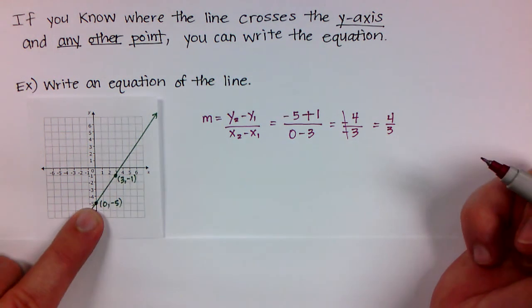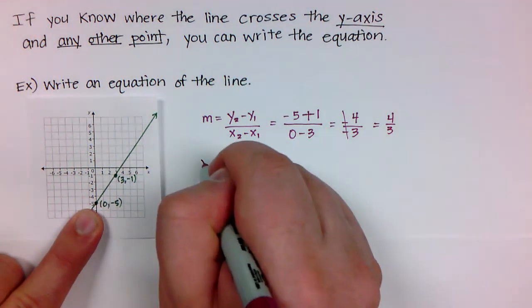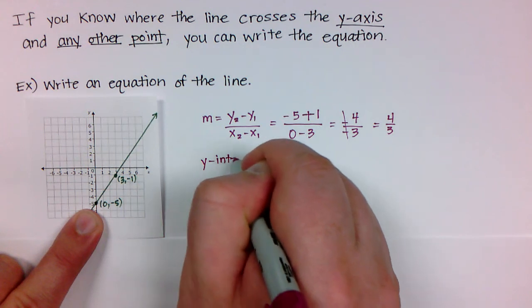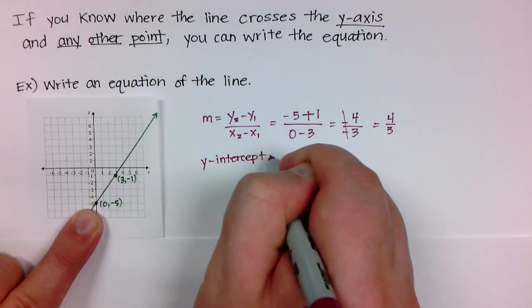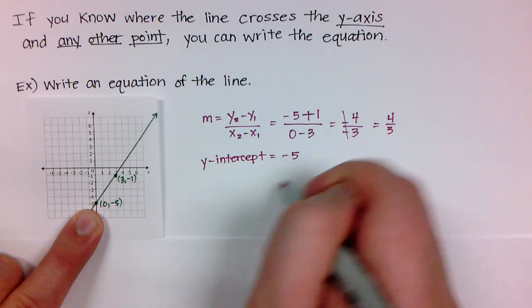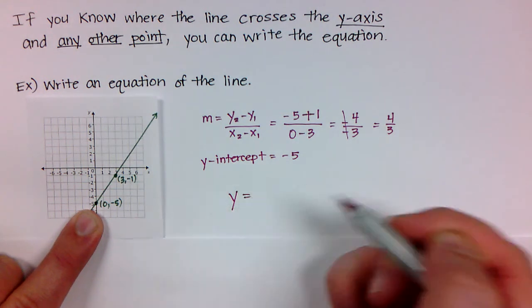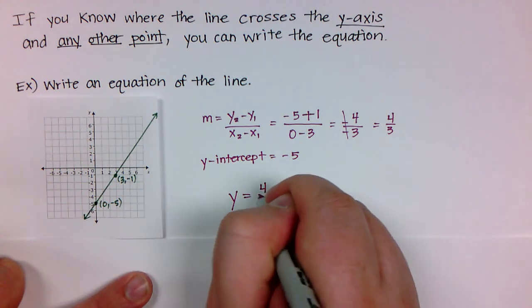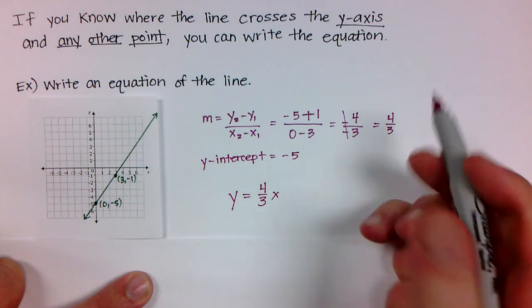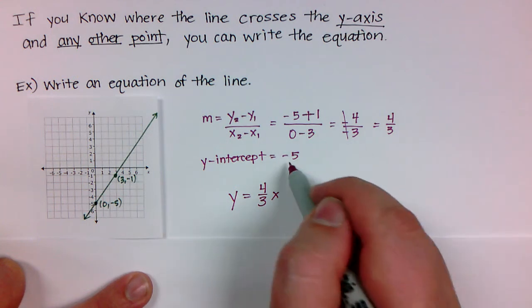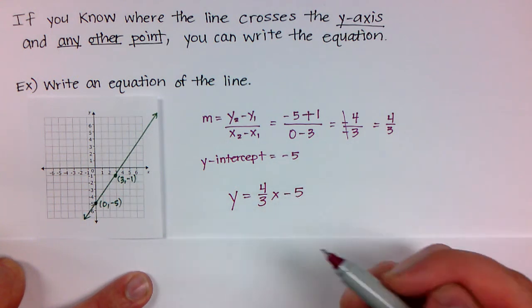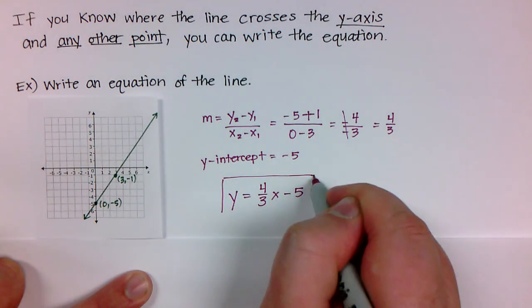And then I can also see right here where it's crossing the y-axis. So the y-intercept is -5. When I put those together, y equals the slope, which is 4/3, x, and then I'm going to add on the y-intercept, so -5. And I'm done.